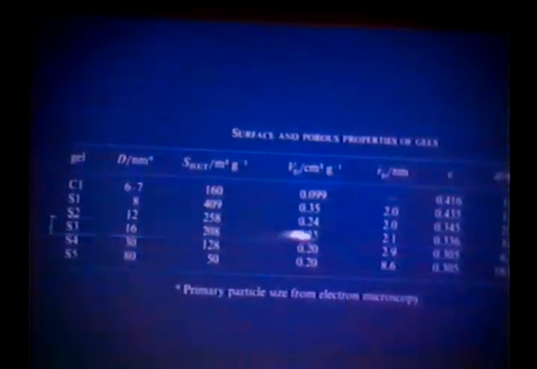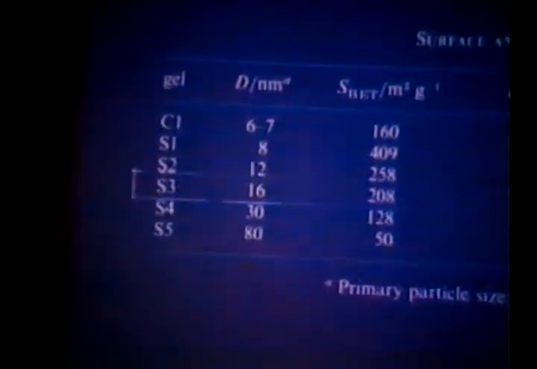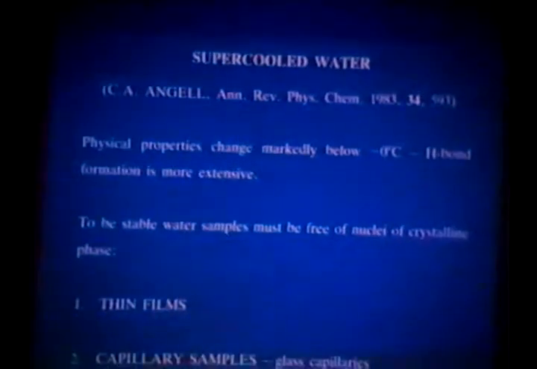Now we'll just consider this gel here where the diameter of the particles is 16 nanometers, and we'll talk about the properties of water in that system. First of all, though, I'll briefly mention supercooled water. There's a lot of interest now in the structure of supercooled water. There's a very good review by Angell, who describes a range of techniques to look at supercooled water. It's difficult to look at because it's metastable, and these are the various ways people have studied supercooled water in the past and more recently.